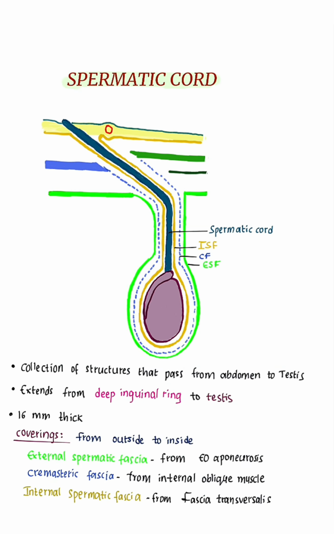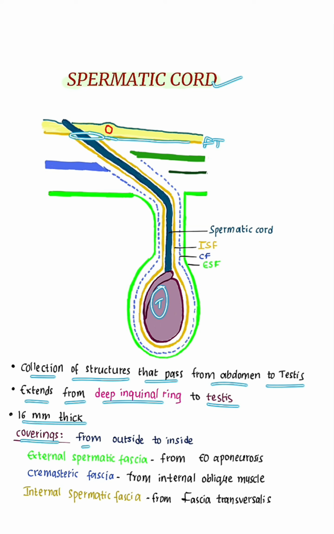Let us now learn in detail about spermatic cord. Collection of structures that pass from abdomen to testis together constitute spermatic cord. It extends from deep inguinal ring to testis. It is 16 mm thick.